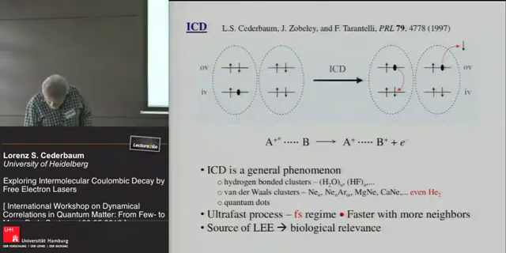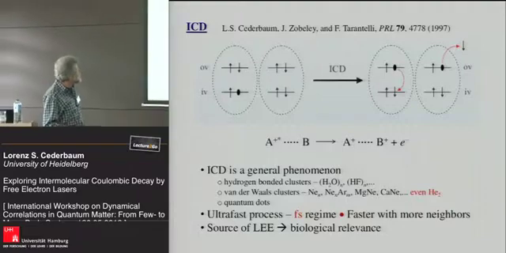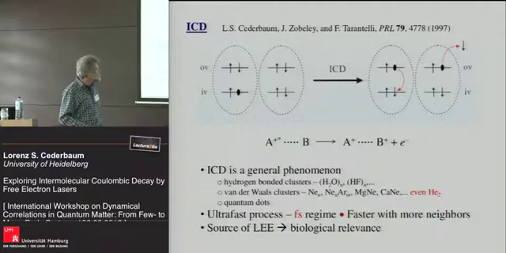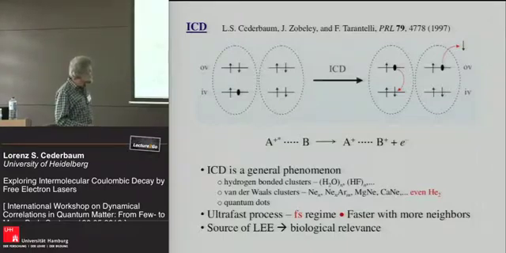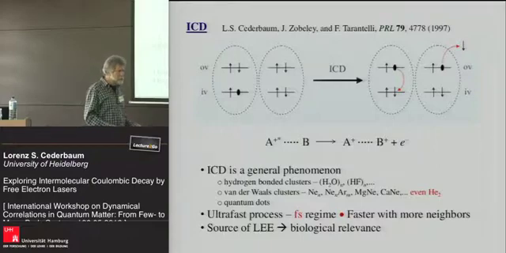We'll come back to this a little later. I'll give some examples before I go to the free electron laser. It's quite a general phenomenon. It's found in many systems, not only for ions, and in hydrogen bonded systems, Van der Waals clusters, recently in helium-2, a wonderful measurement by the Dörner group in Frankfurt. Now we started studying what happens in quantum dots. You also see that there is ICD. It's usually ultrafast, in the femtosecond regime, and very important, it becomes faster the more neighbors you have. If you have many neighbors, it can be very, very fast. I'll show an example later.